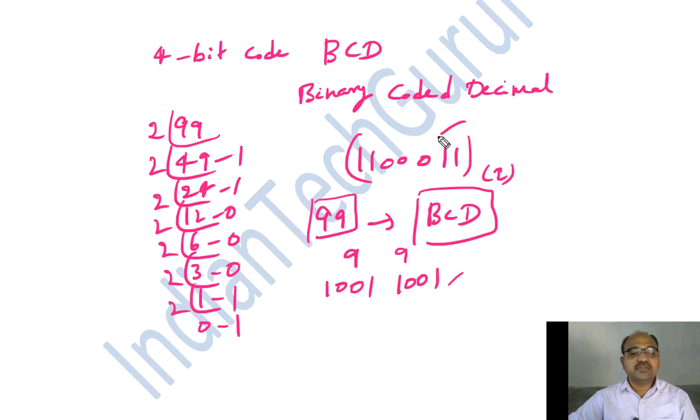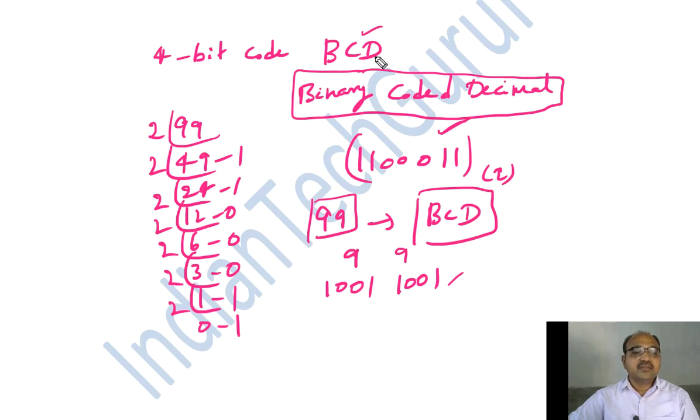So what is the difference? Previously we converted the given binary number into a decimal number, but now we are representing the decimal number digit-wise using binary coded decimal. This binary coded decimal is a coding technique. Initially we were using it as a 4-bit code, but binary coded decimal can be used only for the decimal numbers 0 to 9.